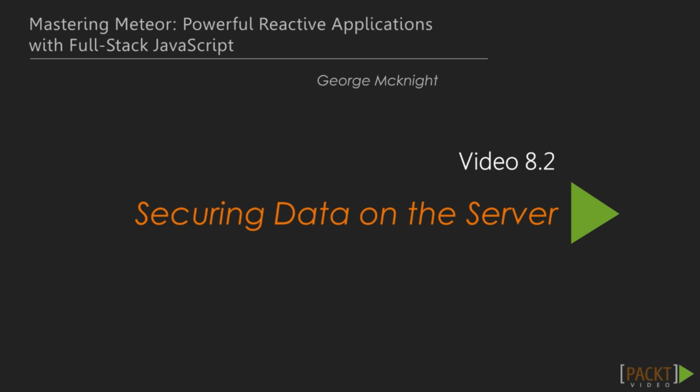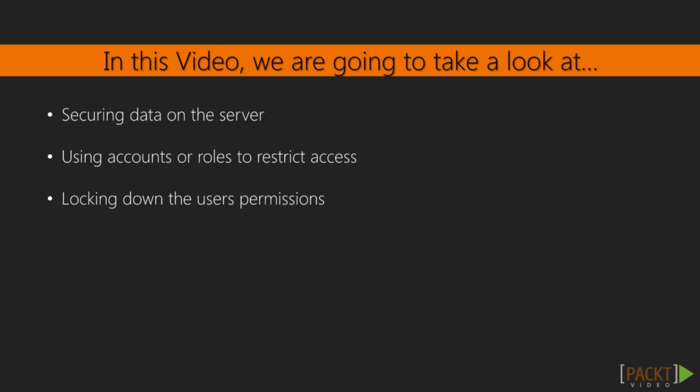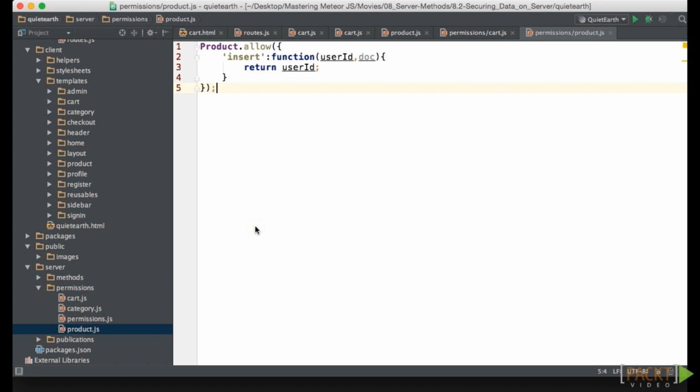Hello and welcome back. This is video 8.2, securing data on the server. We're going to look into securing data on the server using our accounts or roles to restrict access and locking down the user's permissions. Let's start out by going to our product allow permissions statement. Basically, we want to allow people to update the product if they're an administrator. So what we're going to do here is we're going to put an update allow statement, and then we're going to return if the user is in the admin role.